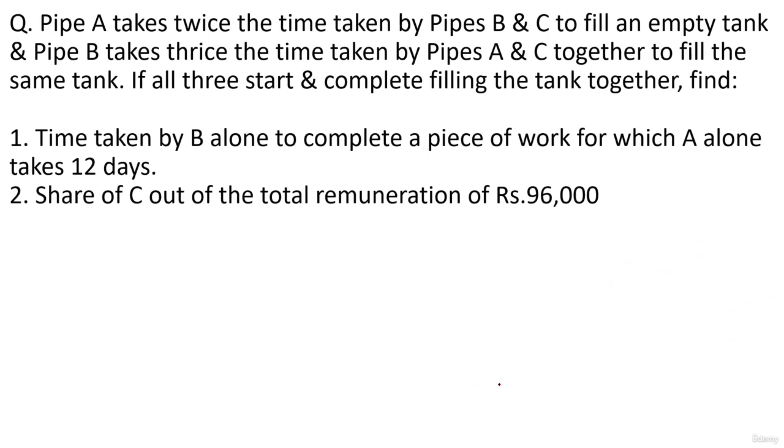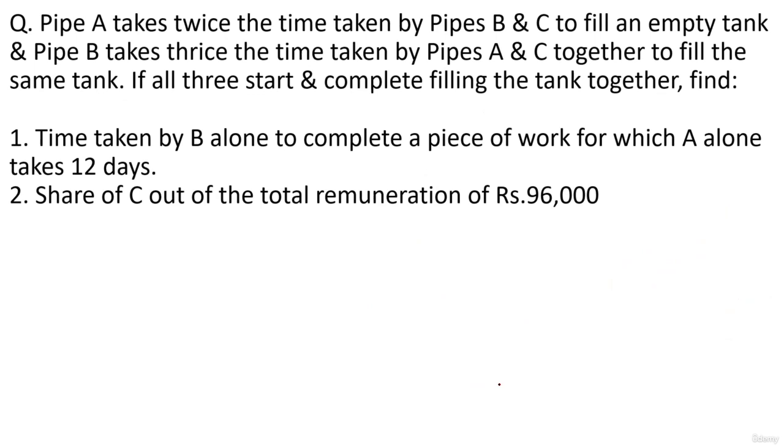Okay, pipe A takes twice the time taken by pipes B and C to fill an empty tank, and pipe B takes thrice the time taken by pipes A and C together to fill the same tank. If all three start and complete filling the tank together, find A, time taken by B alone to complete a piece of work for which A alone takes 12 days, first question, and share of C out of the total remuneration of rupees 96,000.